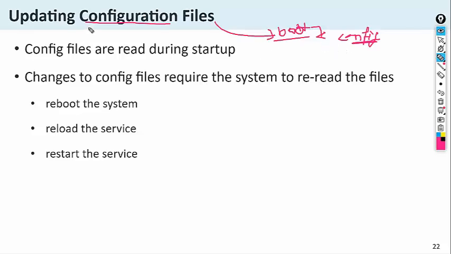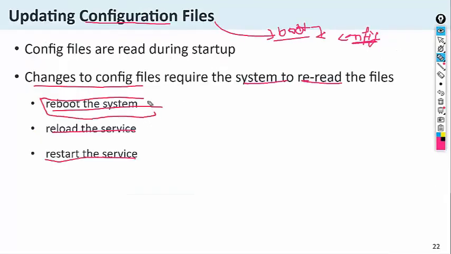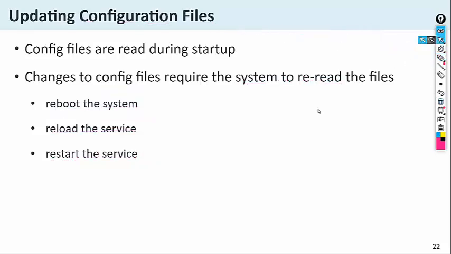In between, if you make any changes inside the configuration file, it is required that the system rereads the file. Rereading the file means rebooting the system, reloading the service, or restarting the service. Once you have made any changes, you need to reload. For example, if you make some changes in a firewall, you need to reload the firewall. So there are three options which can be used, depending on the service.